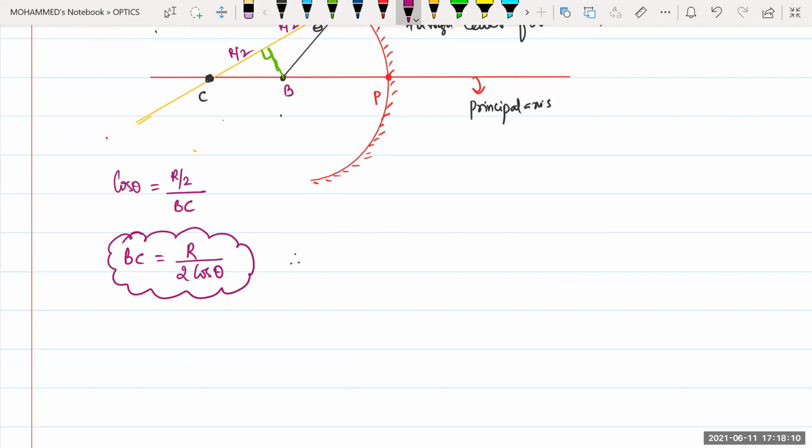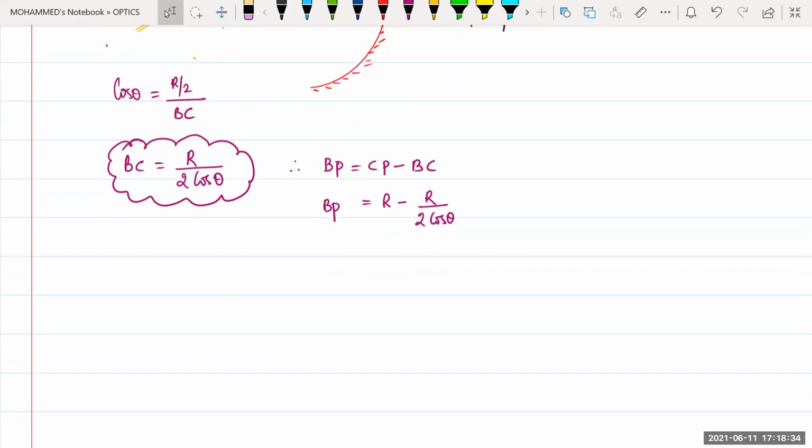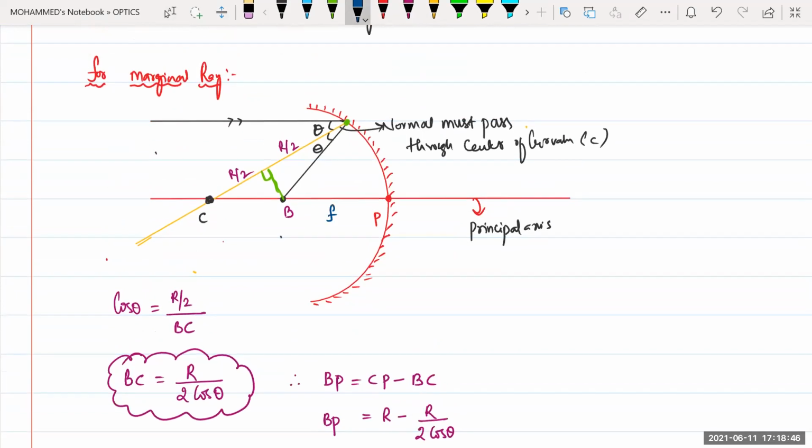Therefore, BP will be equal to CP minus BC. CP is the radius of curvature, that is r, minus BC, which is r by 2 cos theta. That is BP. This BP is known as the focal length, because B will be the focus. So from here to here, this distance will be equal to f. The distance from the center to the pole will be equal to the radius of curvature.